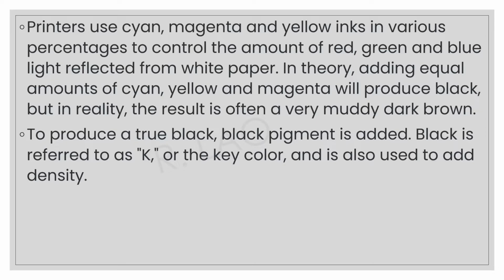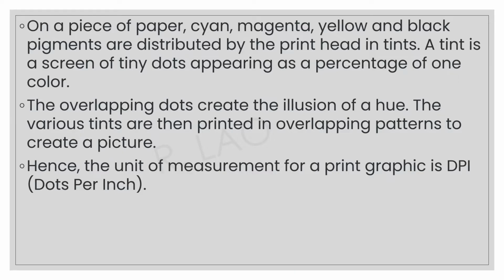To produce a true black pigment, a black pigment is added. Black is referred to as K or the key color and is also used to add density. Okay? That's why may black na color sa aton nga printer. On the other hand, no, on a piece of paper, cyan, magenta, yellow, and black pigments are distributed by the tint.